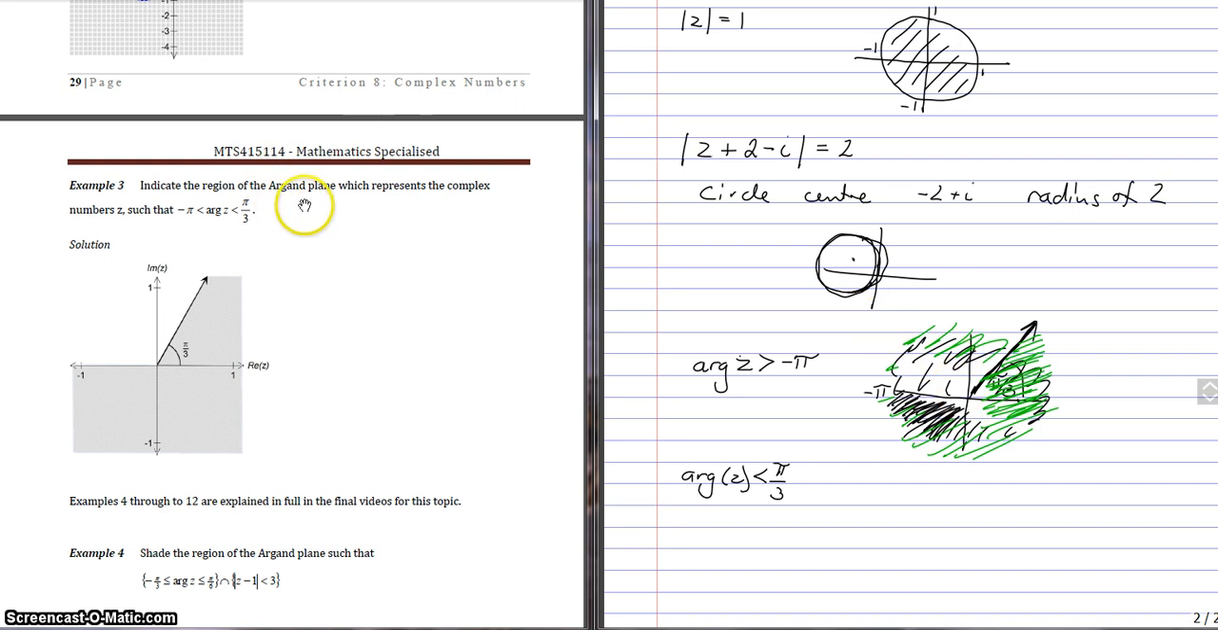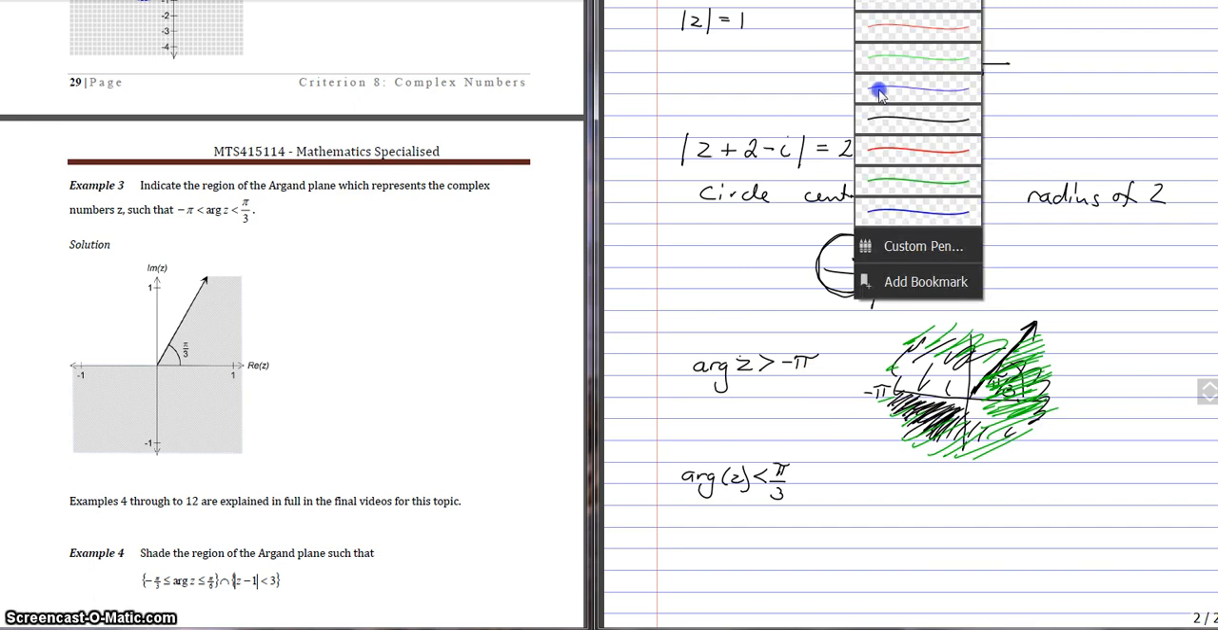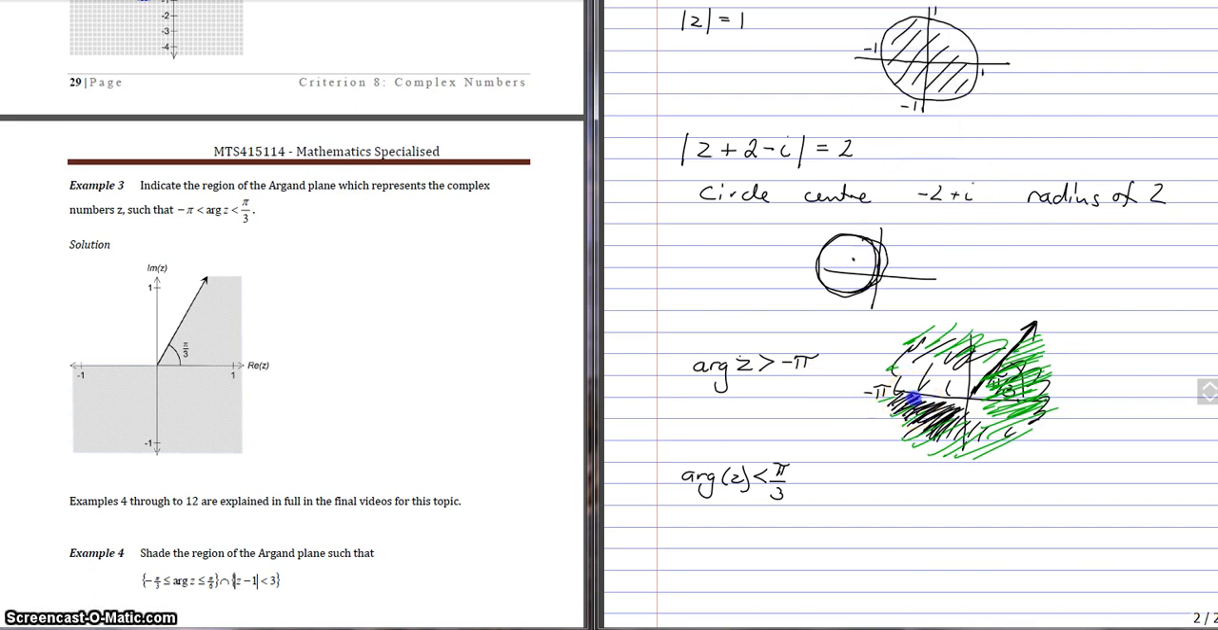But we want all the complex numbers that are represented by both of those holding at the same time. So it's going to be clearly from negative pi around to, and stopping at, pi on 3. So it's just that section there.